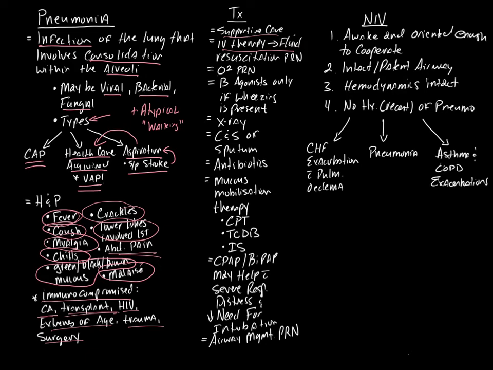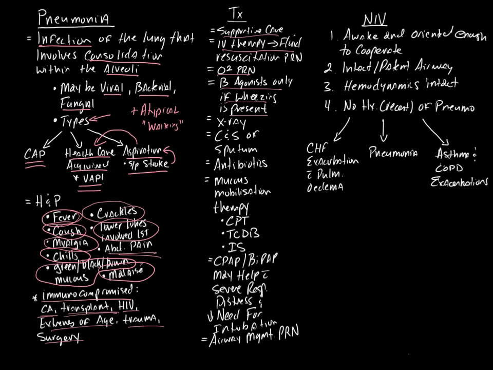Cool. Oxygen as needed. Now, beta agonists, only if wheezing present. Okay? Does albuterol magically scrub your alveoli clean? No. Okay, it does not magically scrub your alveoli clean of consolidation. So albuterol is not going to help somebody with pneumonia unless they have associated bronchospasm. Does that make sense?